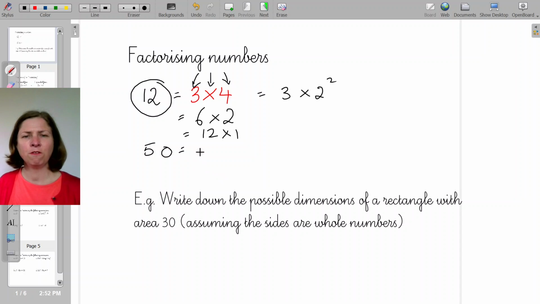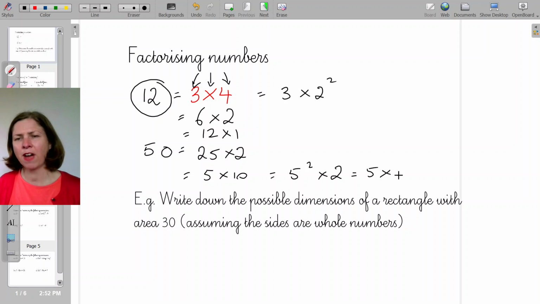Let's look at 50. 50 is 25 times 2, or it's 5 times 10, or I can write it as 5 squared times 2. This is completely factorised. So in this version, I've actually got 3 factors, 5 times 5 times 2. So I can have 3 factors, okay?